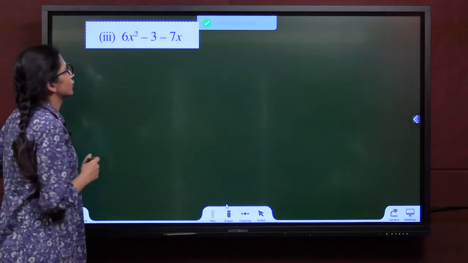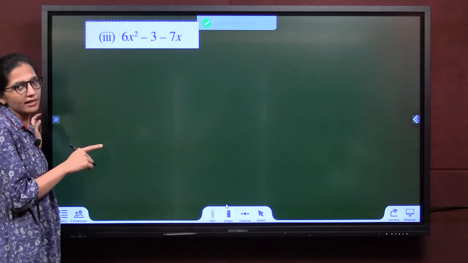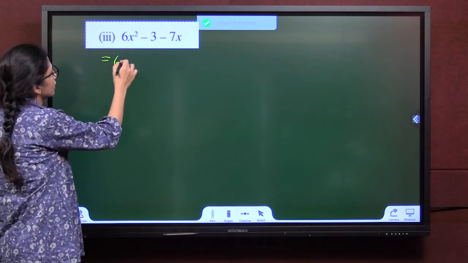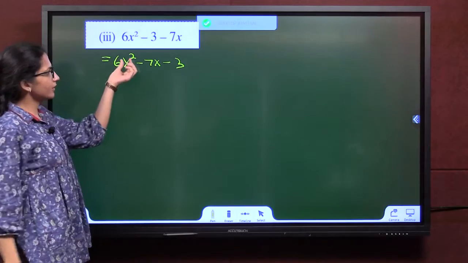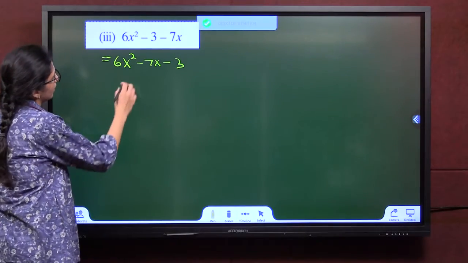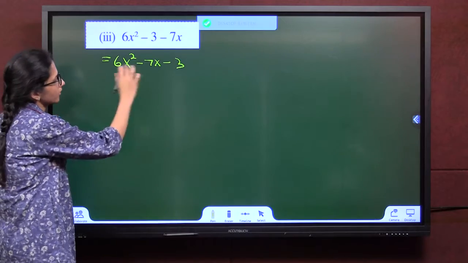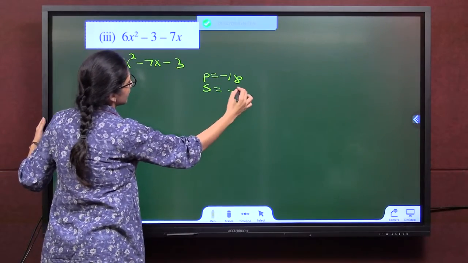So the next expression, 6x square minus 3 minus 7x. It is not in the standard form. So first rearrange it: 6x square minus 7x minus 3. The degree should constantly decrease, 2, 1, 0, right? Okay, so now what is the product? 6 into minus 3, minus 18, sum minus 7.